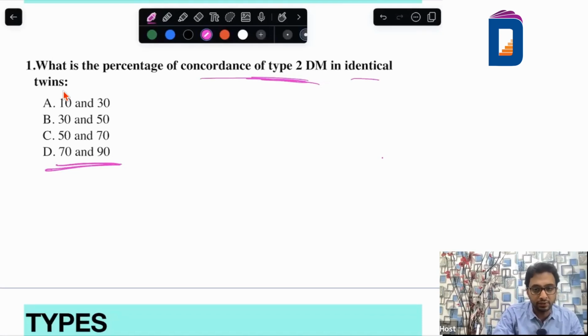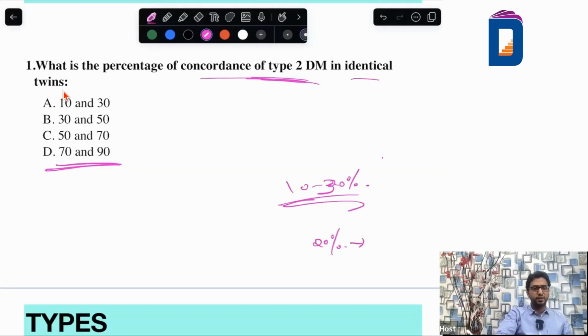70 to 90% cases, it is genetics involvement, concordance with the identical twins. So that means that 10 to 30% is something else, or you can call it 20%. What is that 20% something else? Definitely your lifestyle, your environment, your diet.